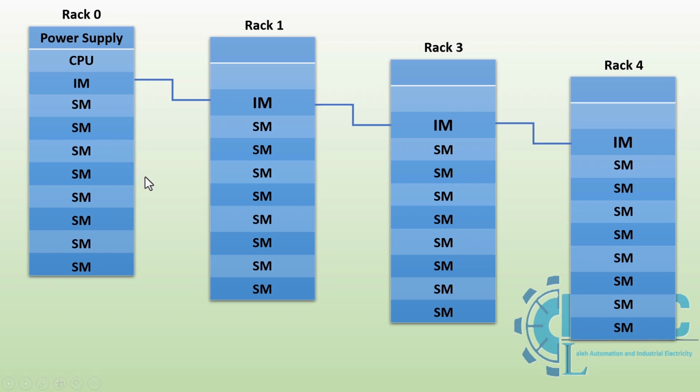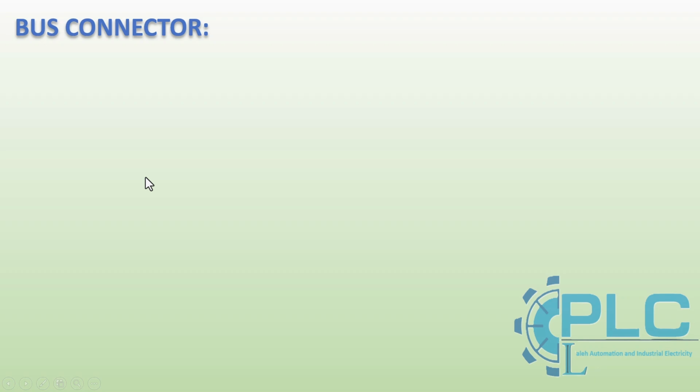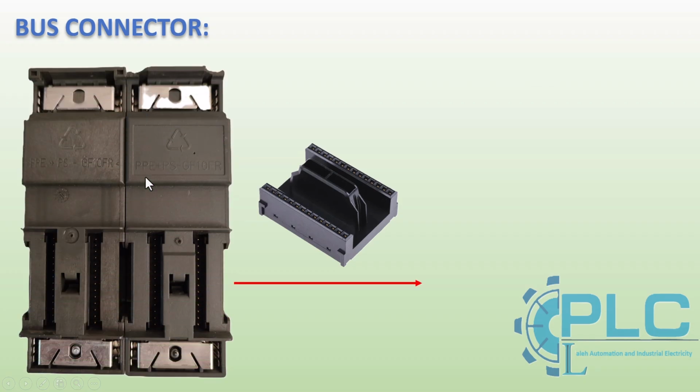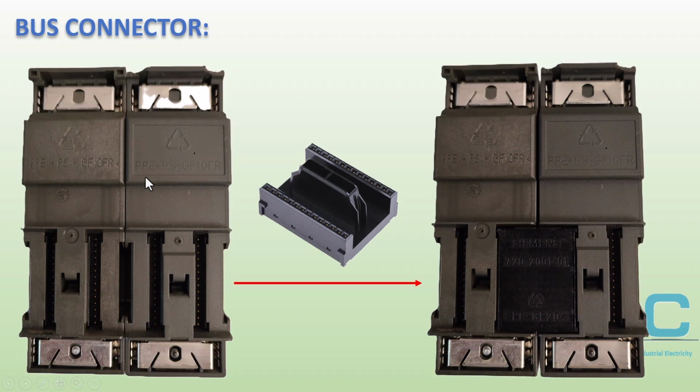Another important requirement is the bus connector. As I mentioned earlier, the rack in the S7-300 PLC is only used for housing the modules. It does not provide electrical connections between them. To establish communication between the modules and the CPU, we need to use a bus connector. In this picture, you can see the bus connector. Before mounting the modules in the rack, it is essential to install the bus connector to ensure proper communication between the modules and the CPU.